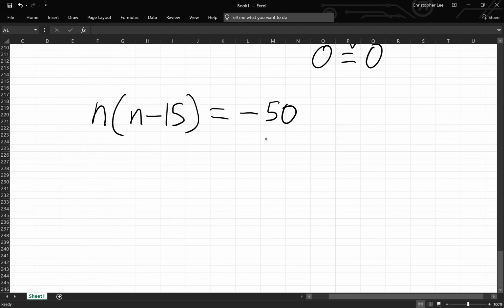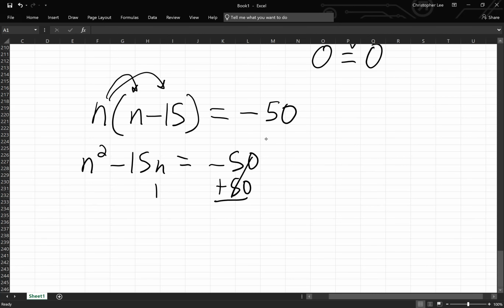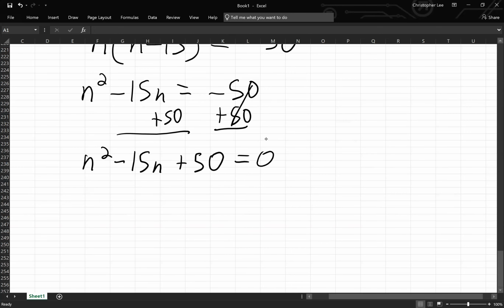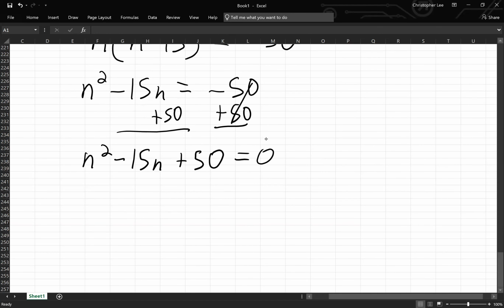Well, first I gotta distribute this, right? Boom, boom. So I have n squared minus 15n is equal to negative 50. Now I try and get the 0, right? So I'm gonna add 50, good. And what I do to one side, I gotta do to the other. So now what do I have? N squared plus 50, very good, equals 0. And then after that, I just wanna solve for this, right?